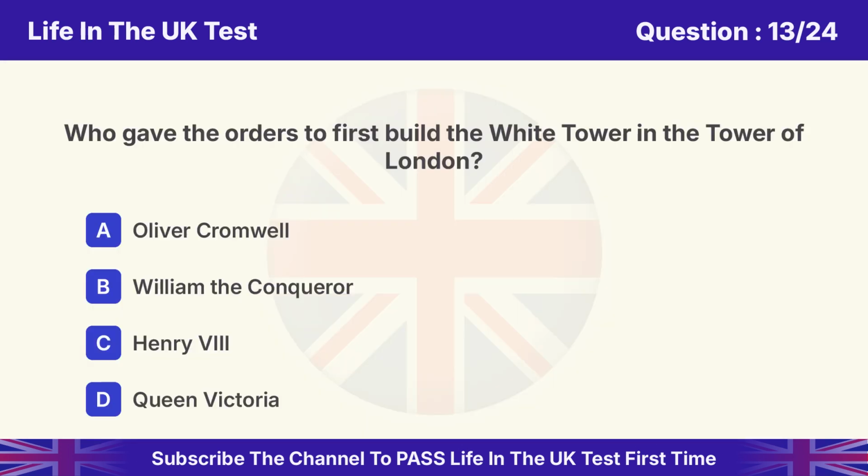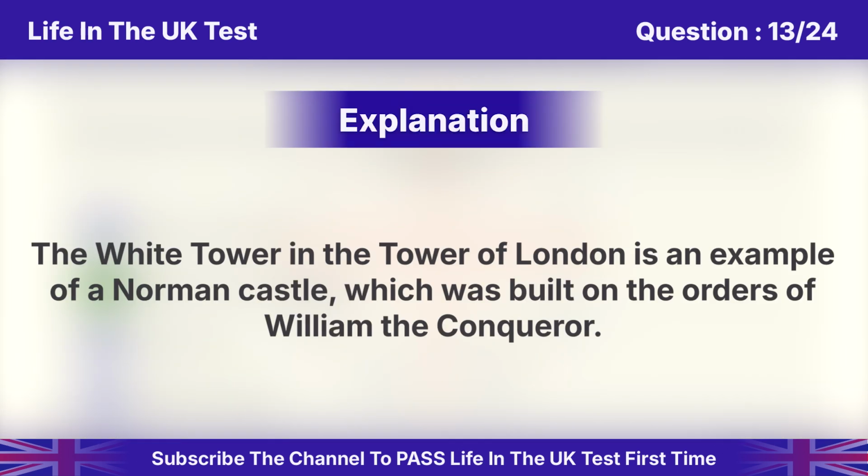Question 13. Who gave the orders to first build the White Tower in the Tower of London? Option A, Oliver Cromwell. B, William the Conqueror. C, Henry VIII. D, Queen Victoria. Answer is B, William the Conqueror. The White Tower in the Tower of London is an example of a Norman castle, which was built on the orders of William the Conqueror.